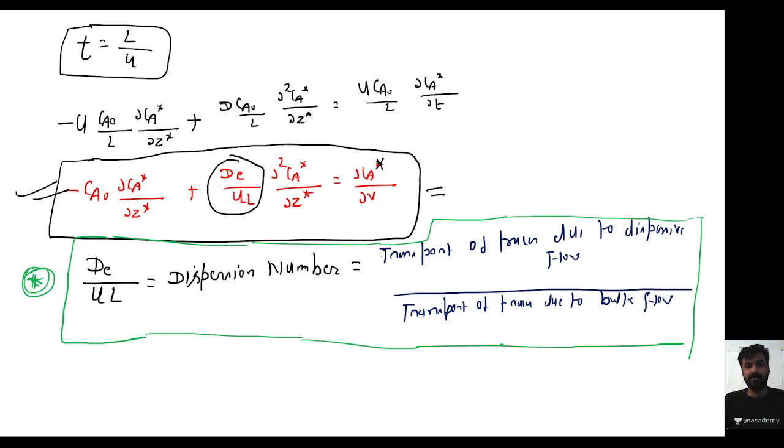And this shows the significance of dispersion number: it is the transport of tracer due to dispersive flow upon transport of tracer due to bulk flow. You can see here D signifies the dispersion, and U multiplied with L signifies the axial flow, that is bulk flow. So I can define dispersion number as a measure of the relative importance of transport of tracer due to dispersive flow over the bulk flow. You can define the dispersion number here also.